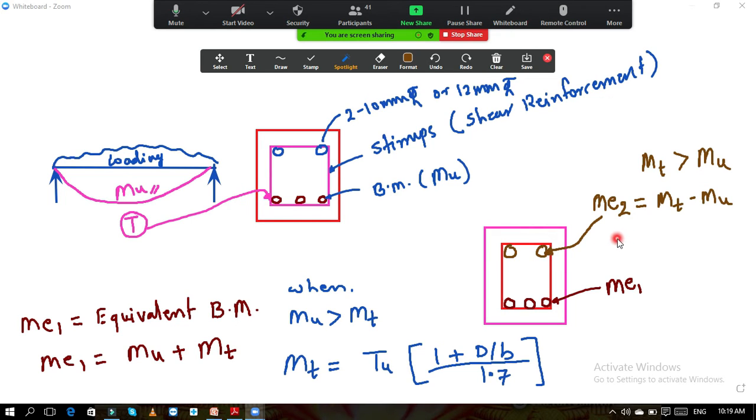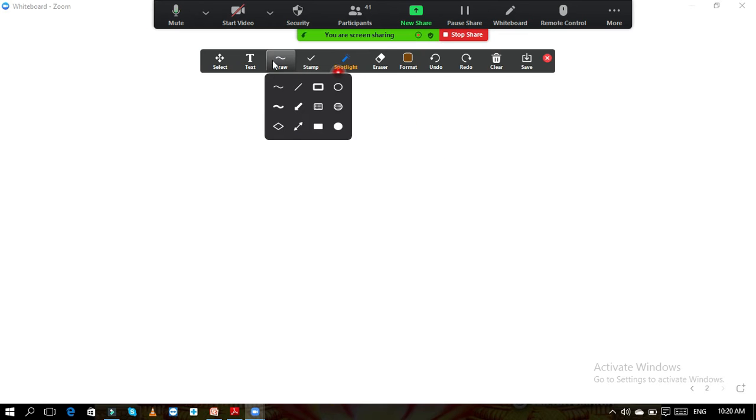So very simple thing. This is the basic difference between the normal beam, which we usually design, and the beam subjected to combined shear and torsion. Next we will write down some theory. You also take it down.